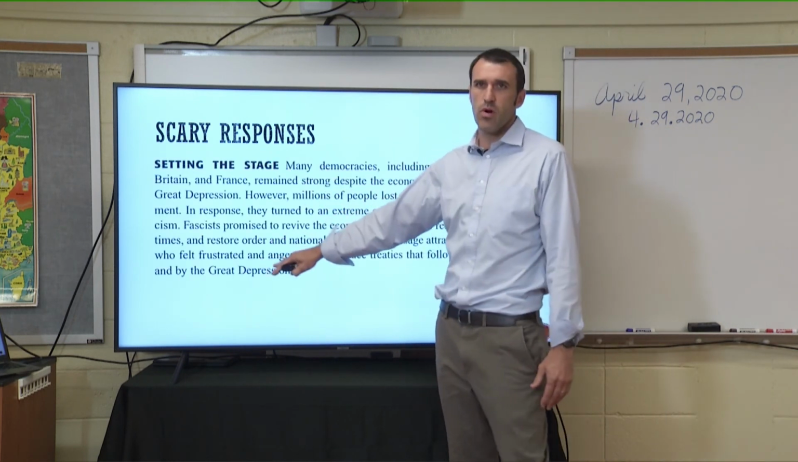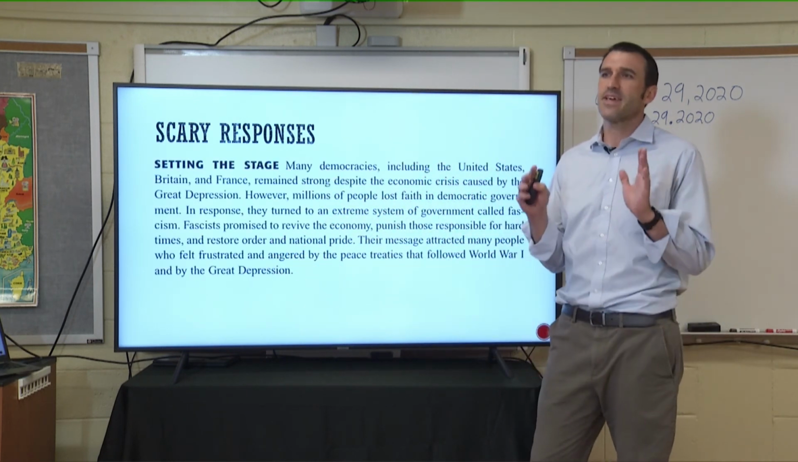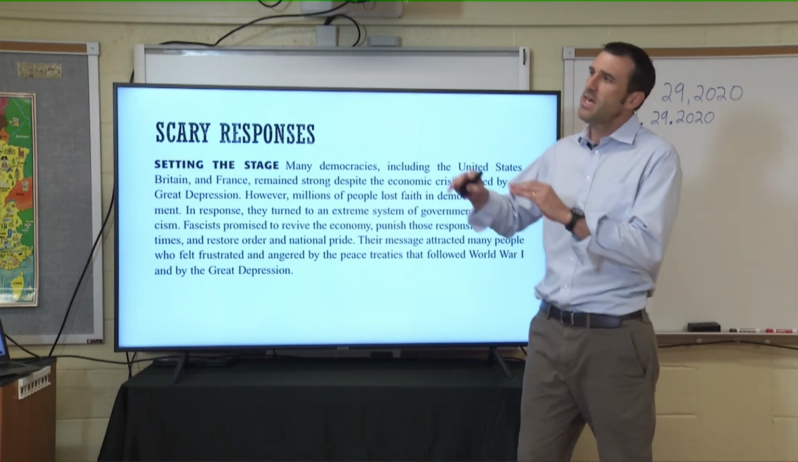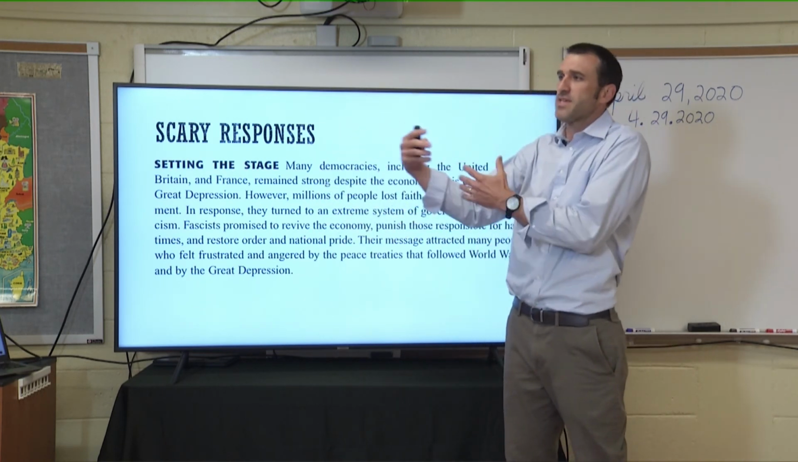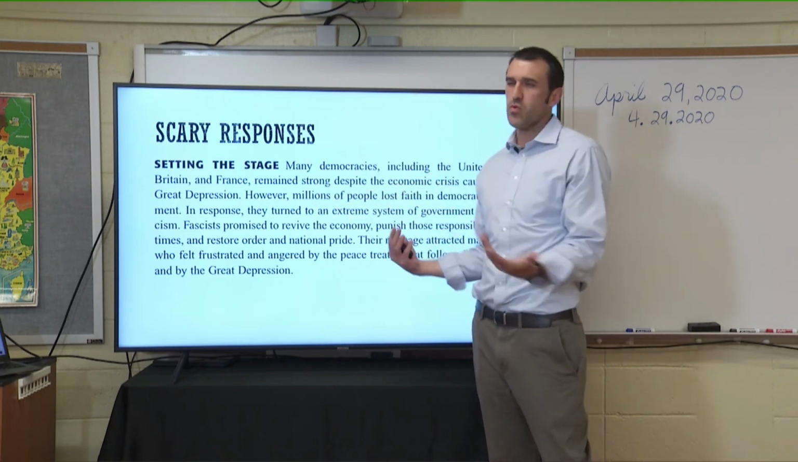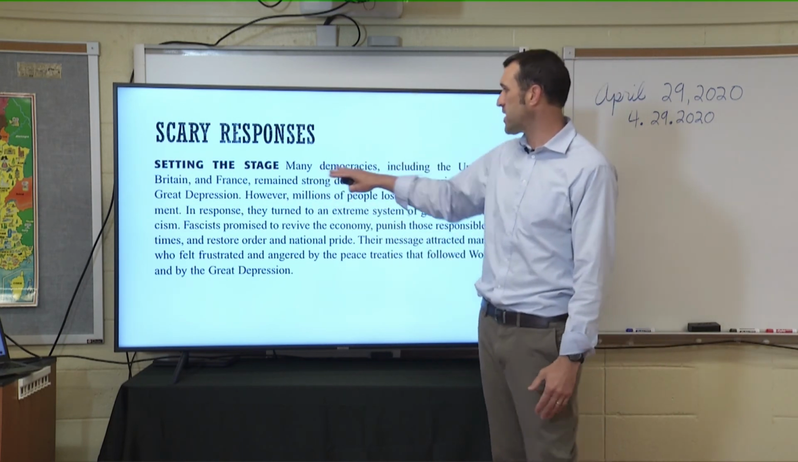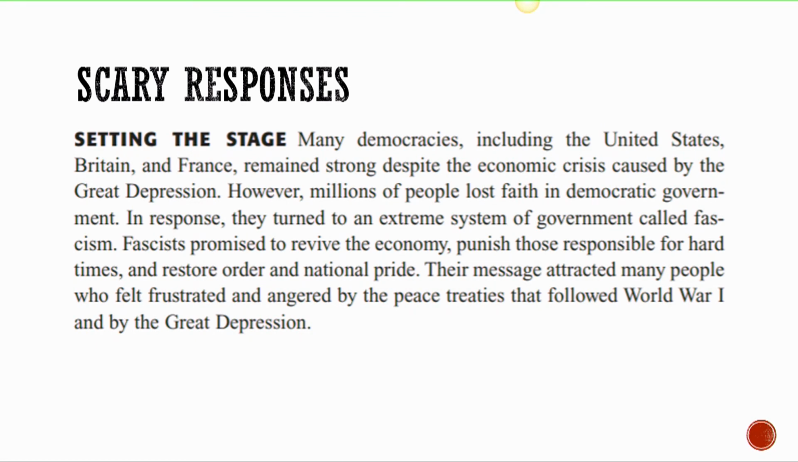I wanted to get this quote straight out of the textbook because I think it does a good job of setting the scene. If we talk about the causes of the Depression and what it leads into with World War II, listen to this. Many democracies, including the United States, Britain, and France, remain strong despite the economic crisis caused by the Great Depression, and we just saw that on the chart. However, millions of people lost faith in democratic government. They're not getting the job done. We need something new and different. In response, they turned to an extreme system of government called fascism.